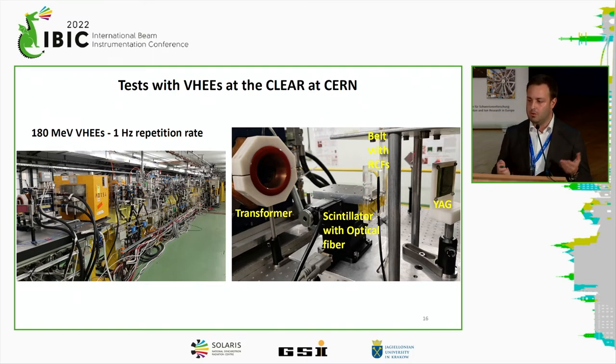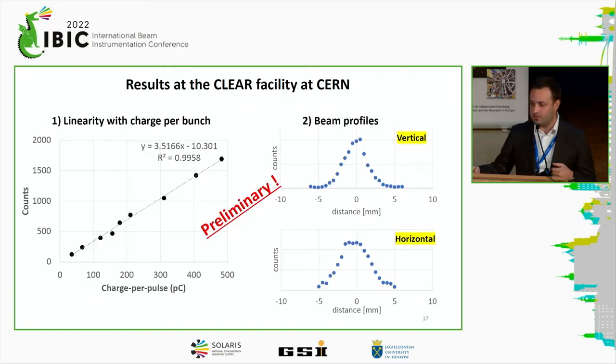But what we did, we worked at 180 MeV and 1 Hz of repetition rate. Here you can see the ICT, the transformer, and then the belt with radiochromic film as well, because we measured also with radiochromic film, and the scintillator with the optical fiber. And then at the very end, there is the YAG screen in order to have also results on the beam shape and the beam profiles. So these are the results.